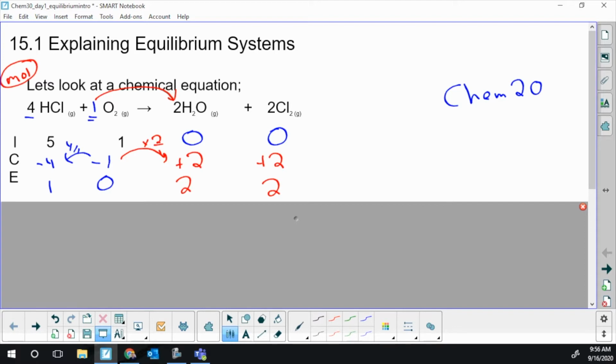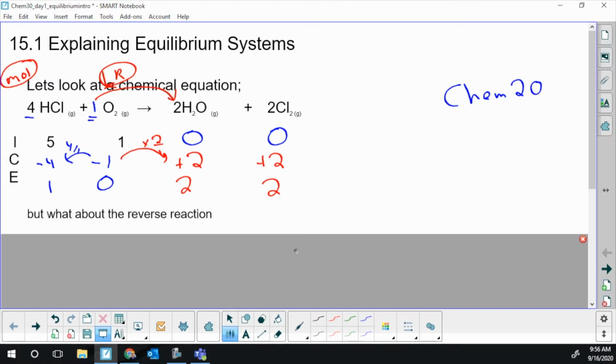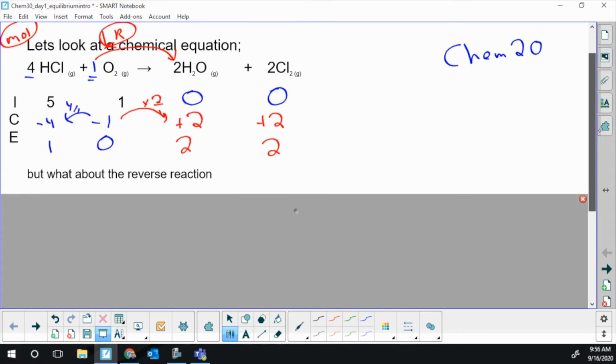So that's Chem 20. If you don't like this, you don't remember it, or he did that really fast, we're not going to be doing this this year. We're not going to have any limiting reagents this year. No LRs and excess reagents, because we're going to look at equilibrium that can go both ways, that don't totally go to completion. Okay? So this is a lead into what about the reverse reaction?